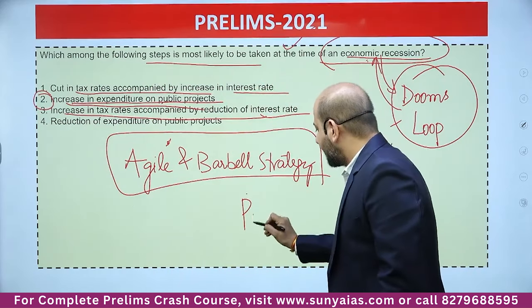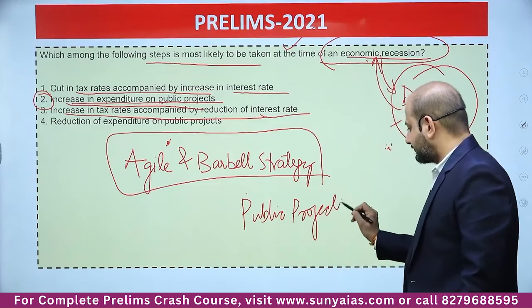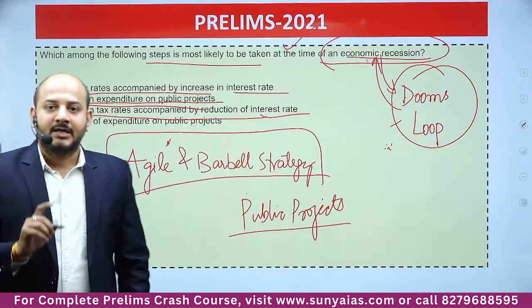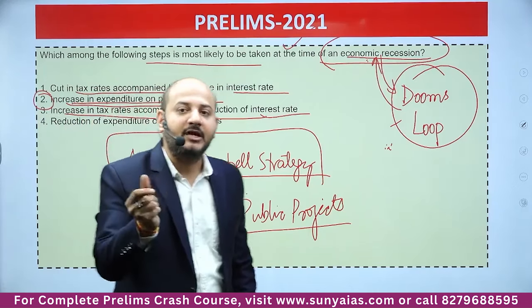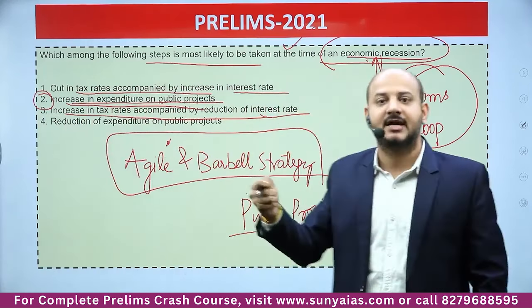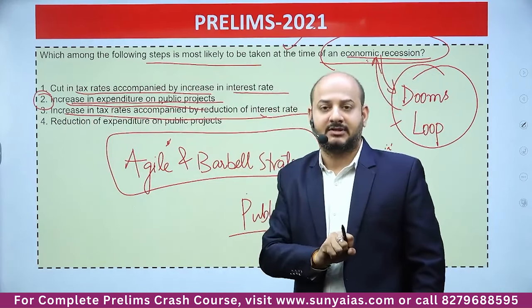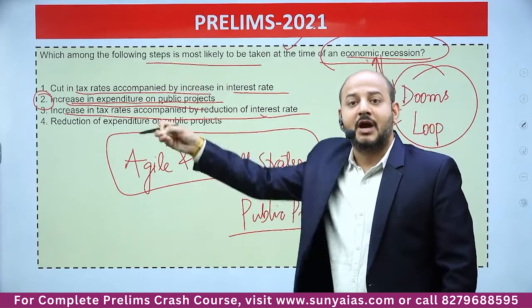Understand here, public projects, okay, public projects, public investment, capital goods. These are important words students in the beginning don't understand and appreciate. There has been a direct question in UPSC prelims as well on this topic. Which of the following can be called as public investment into agriculture?